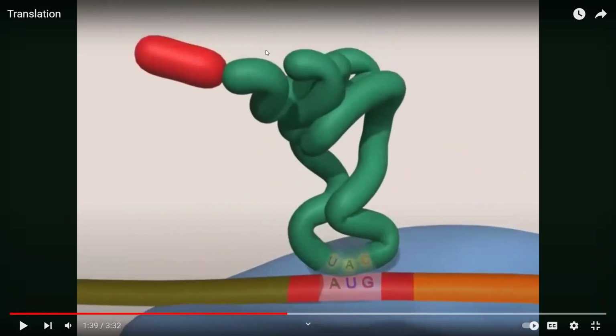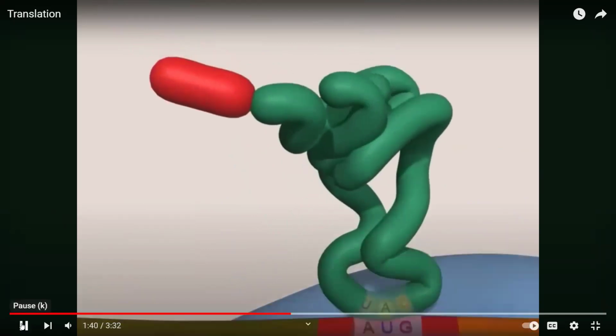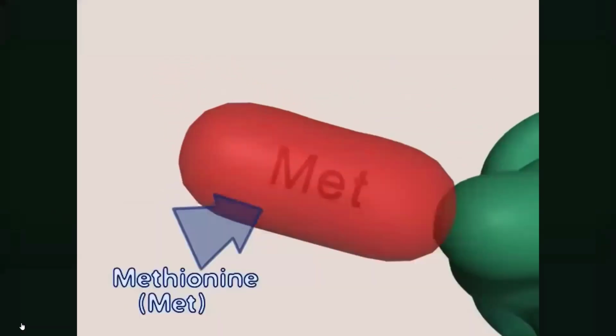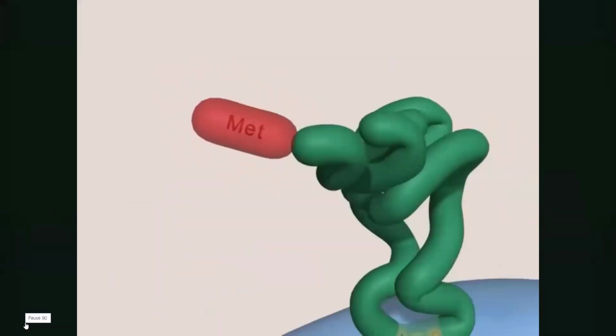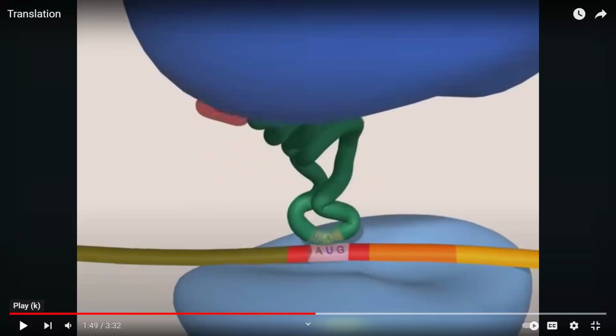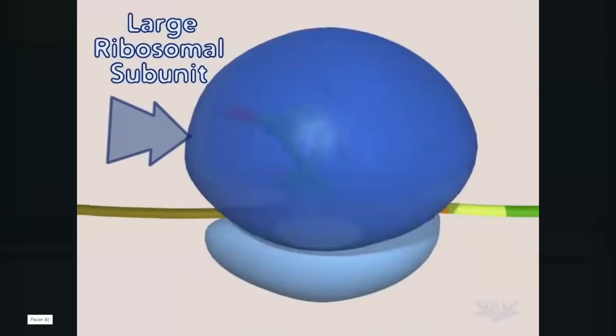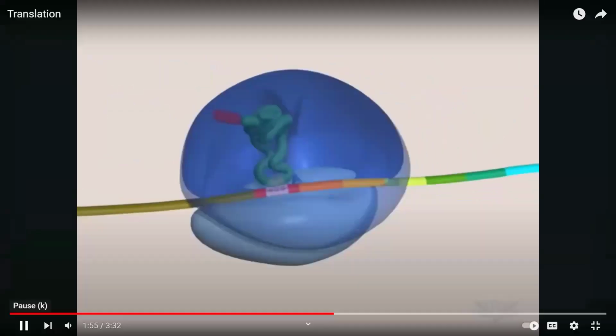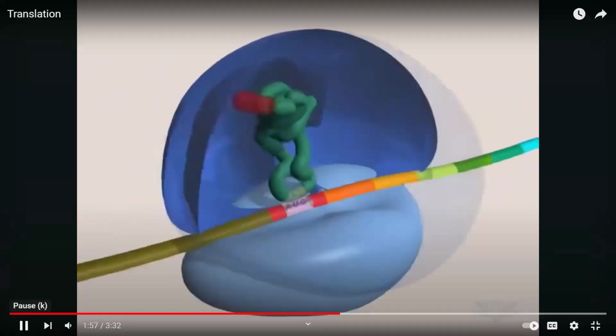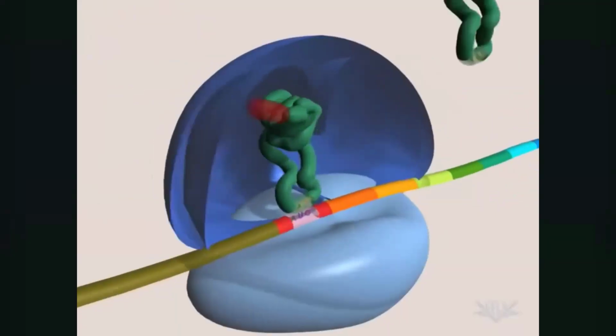Now, this is a methionine, which is carried here by tRNA, and this is mRNA. This is the smaller ribosomal subunit. That is methionine. Now, the larger subunit of the ribosome is attached. Okay, now it is attached. Now protein synthesis, or translation, starts.